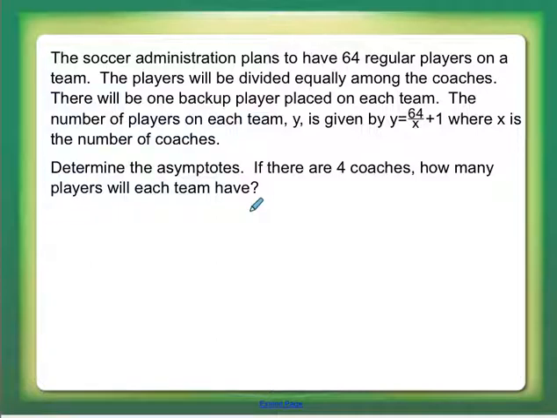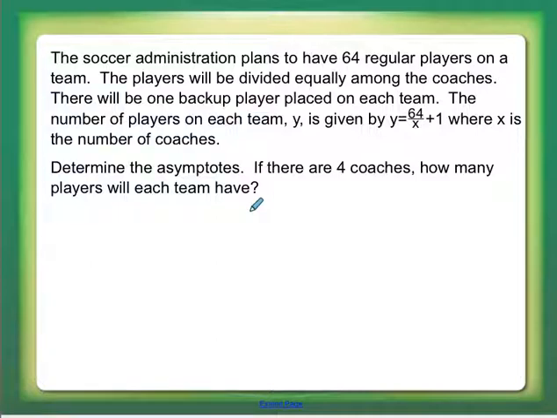All right, so let's look at this example as far as a real-life example of how we can do this. So the soccer administration plans to have 64 regular players on the team. Players will be divided equally among the coaches. There will be 1 backup player placed on each team. Number of players on each team, y, is given by the equation y equals 64 divided by x plus 1, where x is the number of coaches.